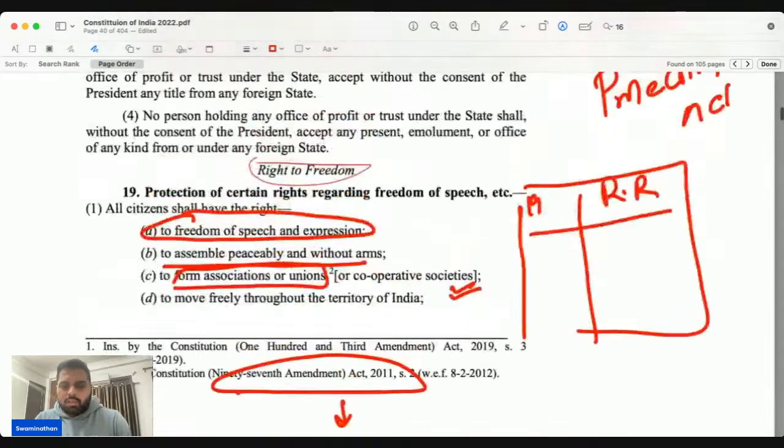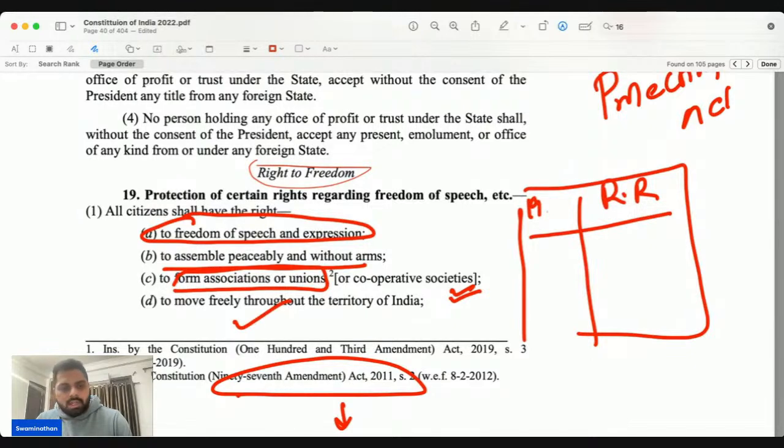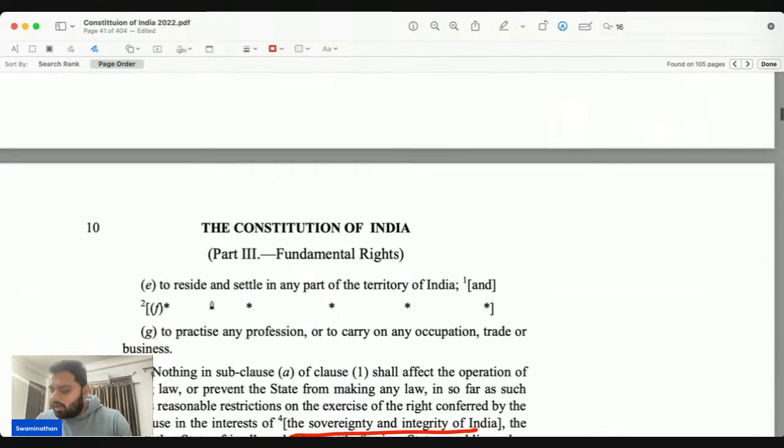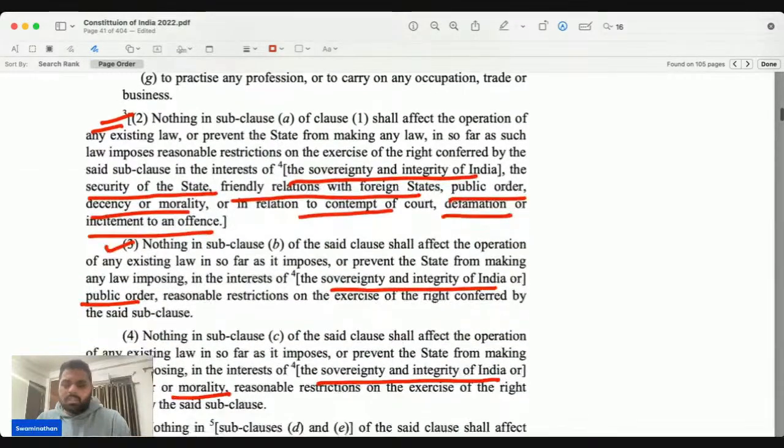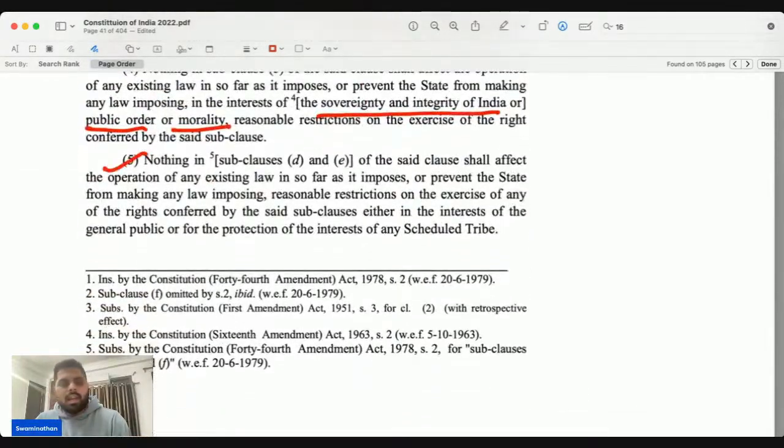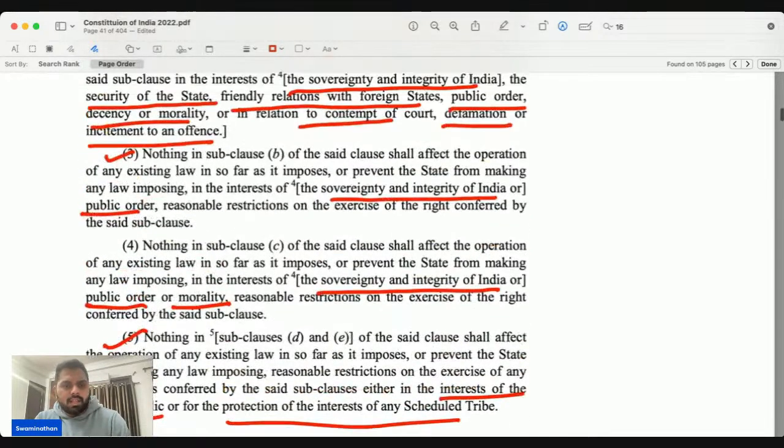Next are our right to freely move throughout the territory of India, and to settle down and reside in any part of the territory of India. So the freedom of movement and freedom of residence and settlement are the rights given under Article 19(1)(d) and (e). There are reasonable restrictions put upon both of these rights under Article 19(5): the interest of the general public and the protection of the interest of the scheduled tribes. So these are the two reasonable restrictions put upon Article 19(1)(d) and (e).